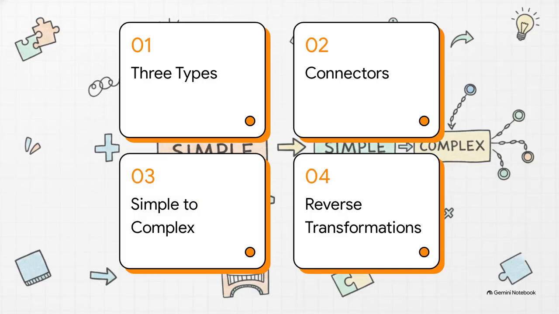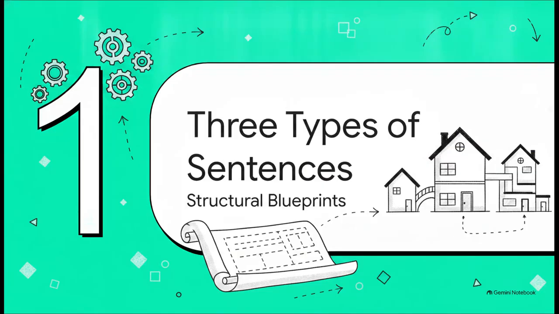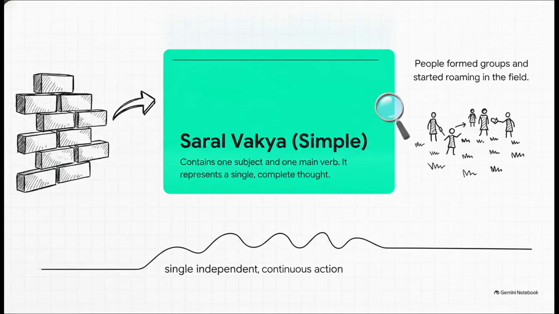Here is our blueprint for today. First, the three types of sentences. Second, connectors. Third, transforming simple to complex. And finally, reverse transformations. All right, kicking things off with section 1, the three types of sentence structure. Let's start with the absolute foundation, the simple sentence, known in our source text as Saral Vakya.